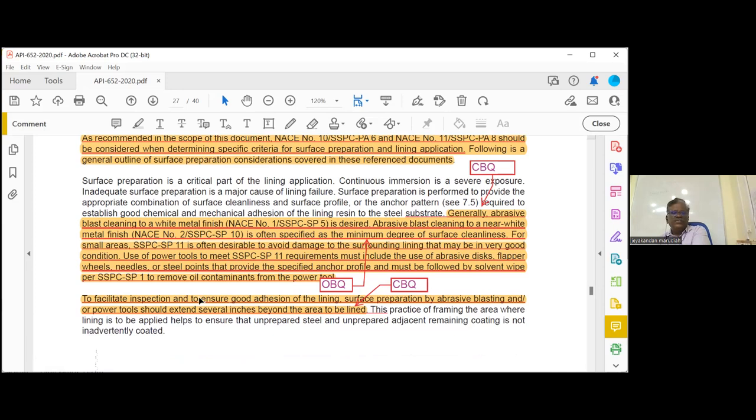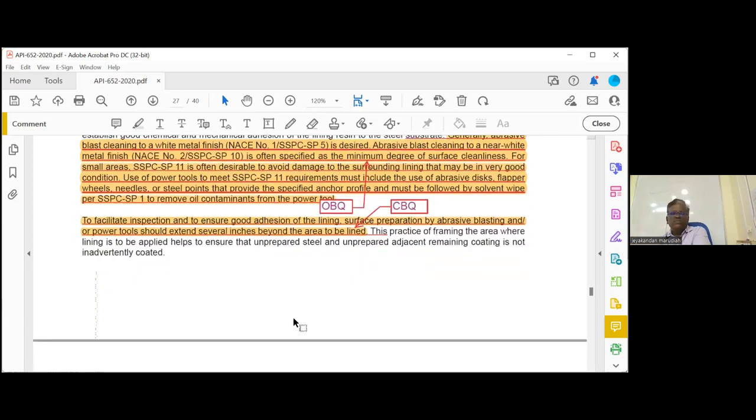To facilitate inspection and ensure good adhesion, surface preparation by abrasive blasting and the power tool extend several inches beyond the area to be lined. So we have to abrasive blast not on the exact lining area, it is several inches away from this. So how many inches minimum are we going for lining? 2 inches away from the weld. So okay, we have to go more than that.